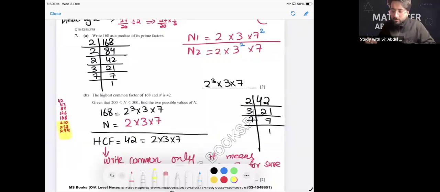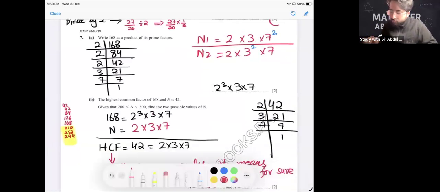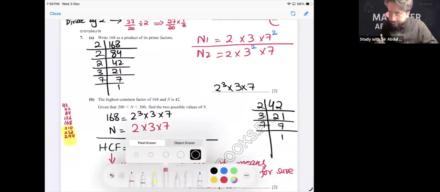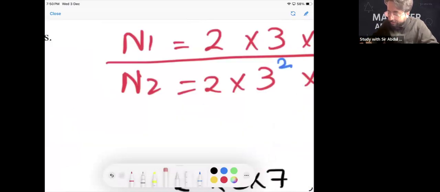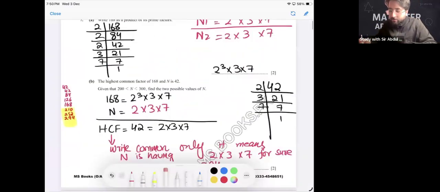Yes or no? Yes. I got one value as 294. That's for sure. That is fine. No problem. Okay. How can I get another value of n without disturbing? Let me just erase this 2 squared. Okay, let me change this for another value of n.